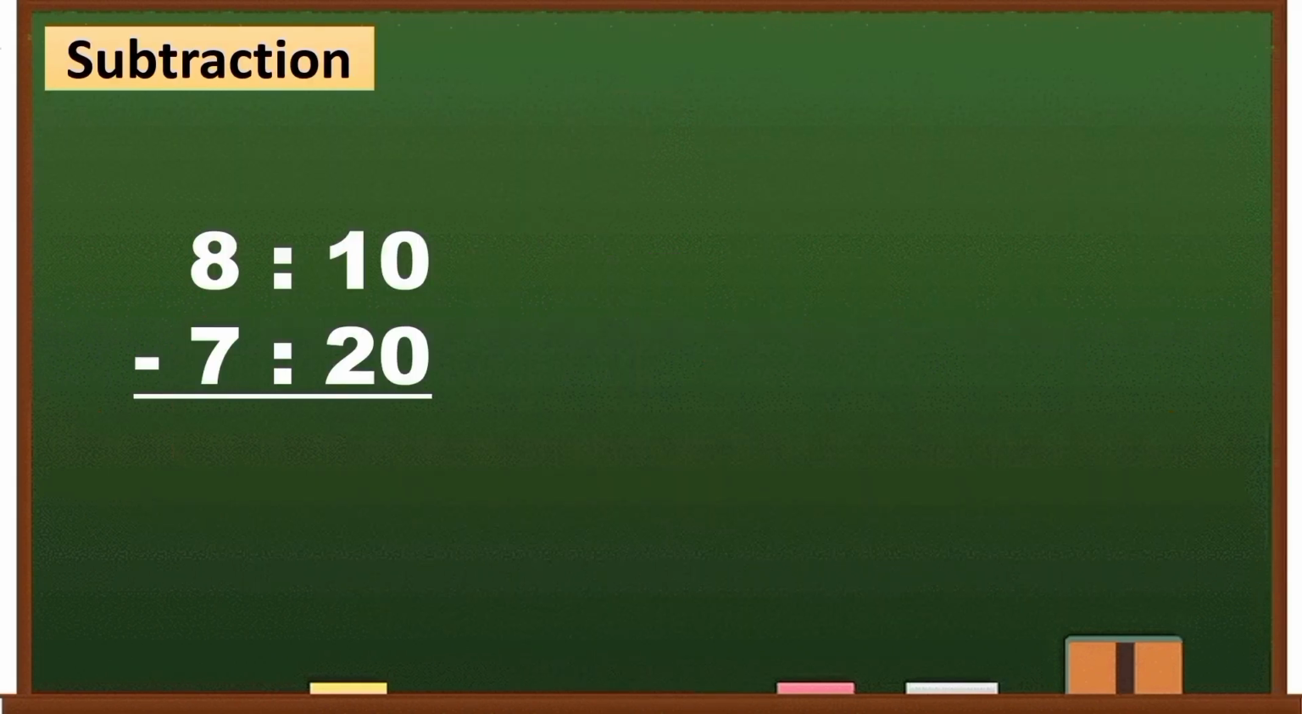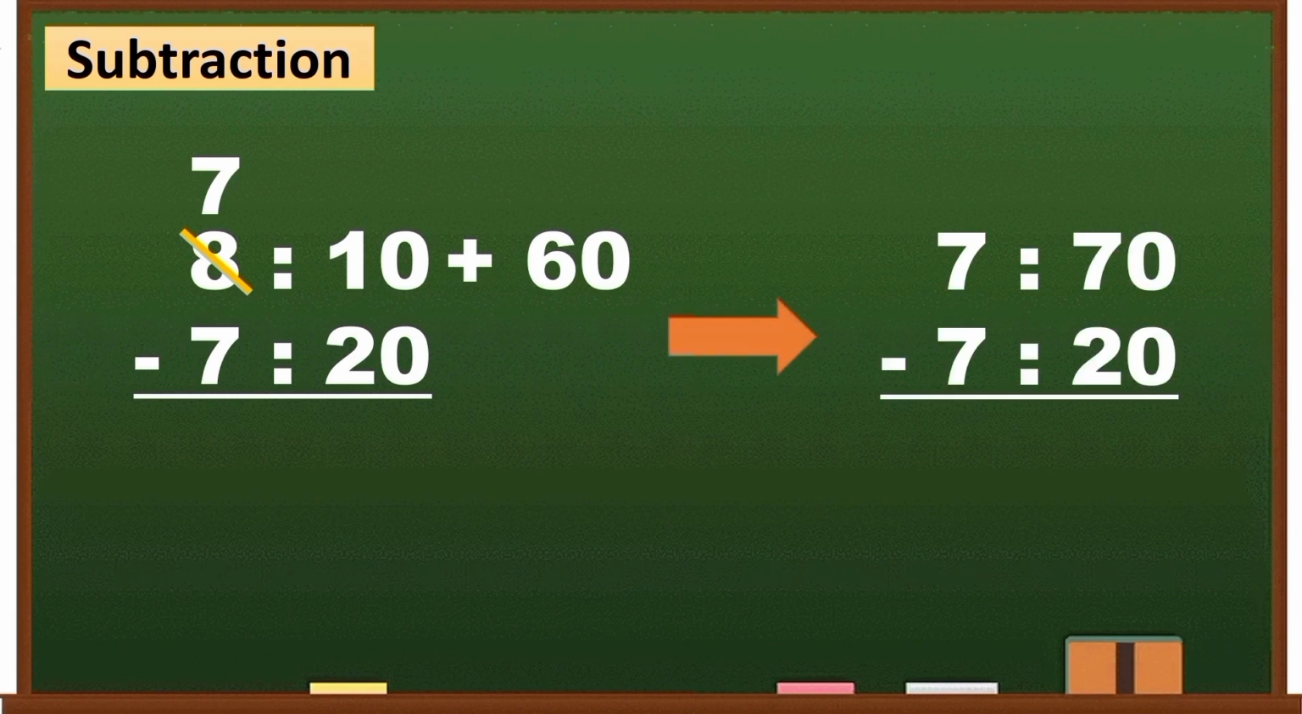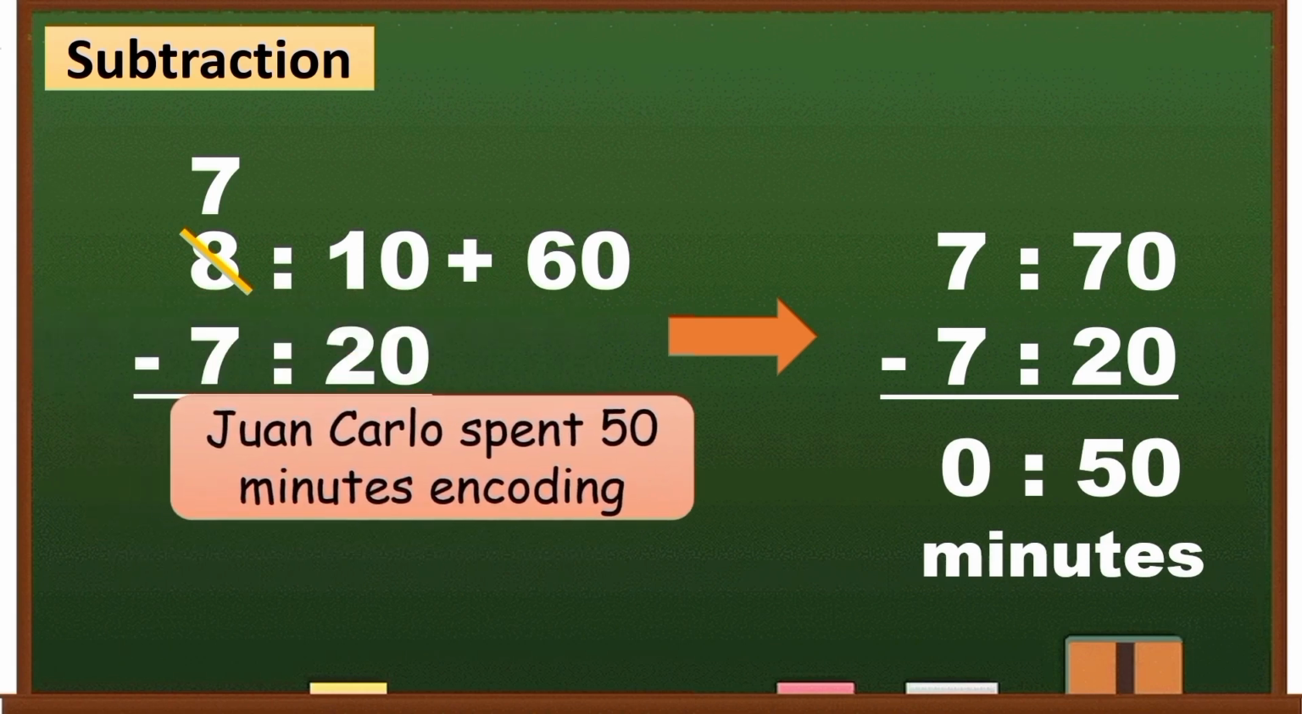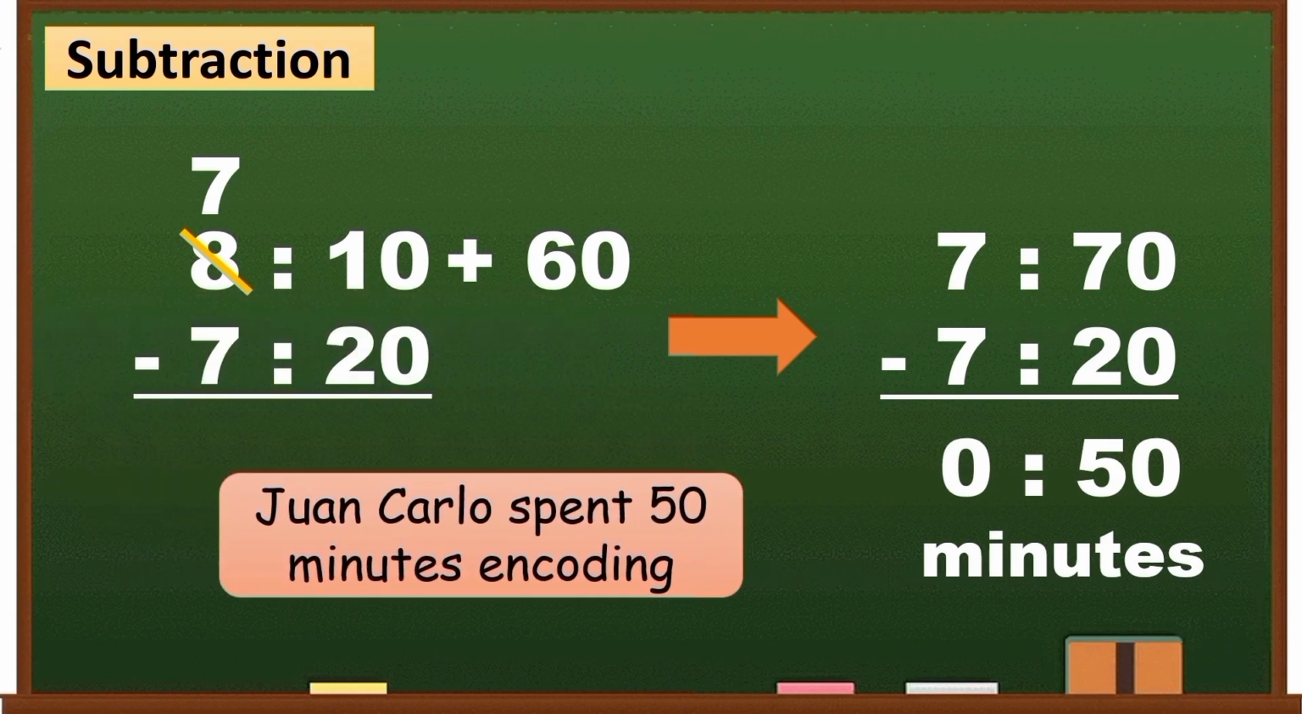Now, 8:10 minus 7:20. We will borrow 1 hour from 8 and add 60 to the minutes that we have. So, we have 770 minus 720 is equal to 50 minutes. Still the same answer. Juan Carlo spent 50 minutes encoding.